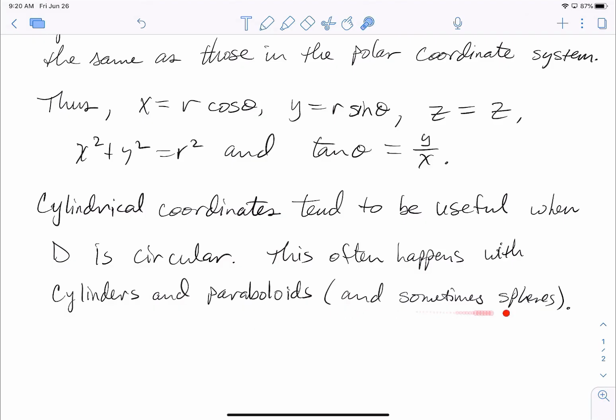I'm saying sometimes spheres because in the next coordinate system we're going to look at, spherical coordinates, you're going to see a sphere and you're going to want to use spherical coordinates, but sometimes we would use cylindrical. Really, I think it depends on maybe how the integrand looks and the region D in a coordinate plane.